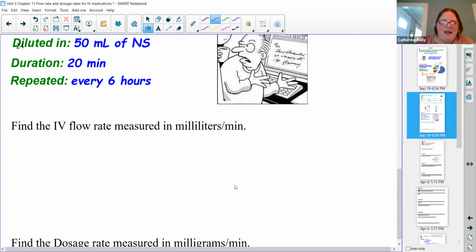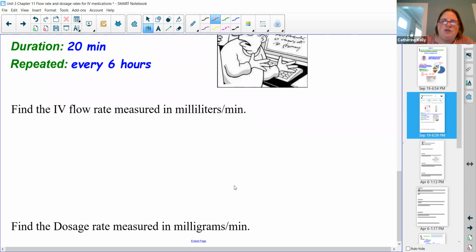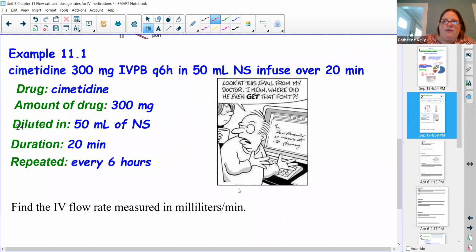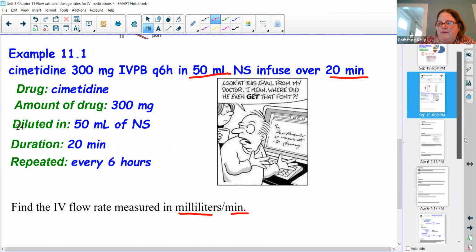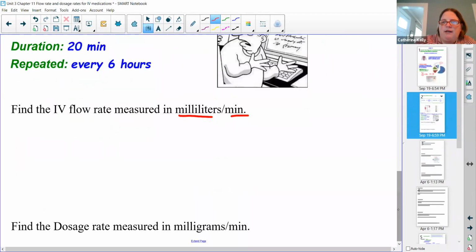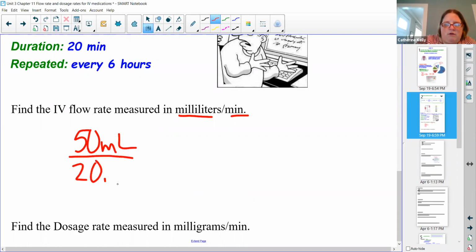It's funny. So find the IV flow rate measured in milliliters per minute. They need milliliters on top and minutes on bottom. The milliliters you have are 50 and the minutes you have are 20 minutes. So you're going to do 50 milliliters over 20 minutes. If you do 50 divided by 20 in your calculator, you're going to get 2.5 milliliters per minute.